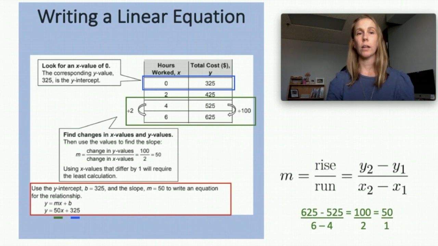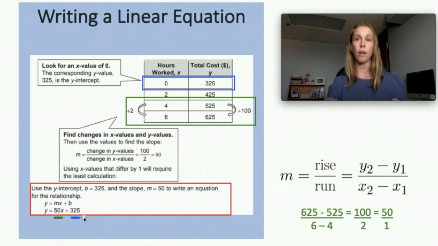So in your packet for the example, you are looking at the hours it takes to repair a car and the total cost of the repairs, including the cost of the parts. When I look at the table, in order to find my y-intercept, I want to know where x equals 0, because if I graph that, wherever x equals 0, that's where I'm going to cross the y-axis. So here on the table, when x is 0, y is 325.